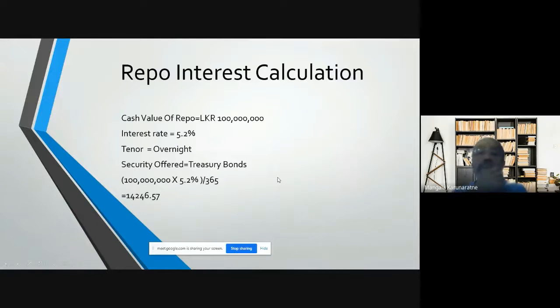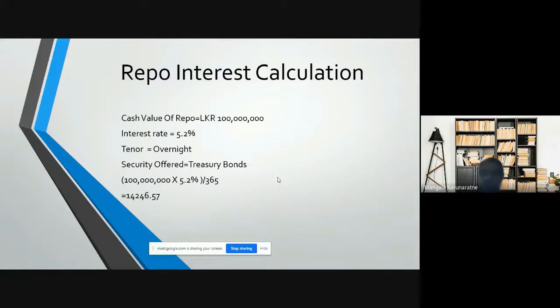So now the repo interest calculation is like this. Cash value of repo, LKR 100 million, interest rate is 5.2%, right? Tenor, we will say overnight. Overnight means the number of days is 1, right? I took overnight because we have plenty of overnight repos.